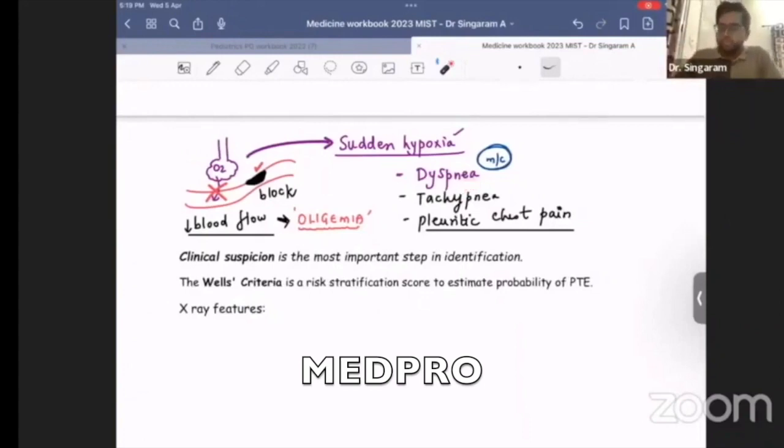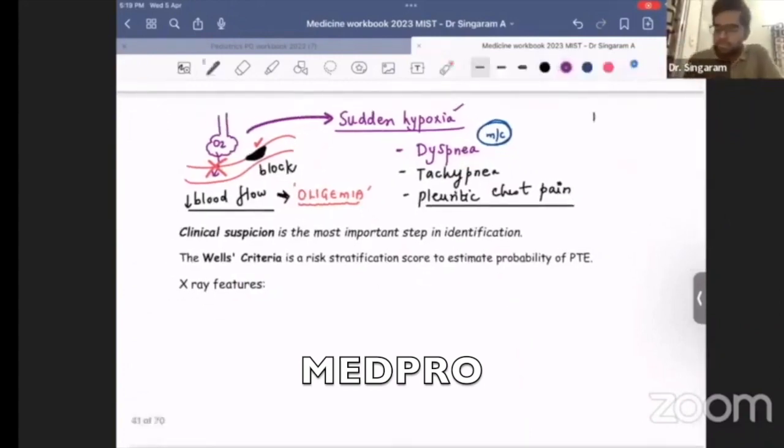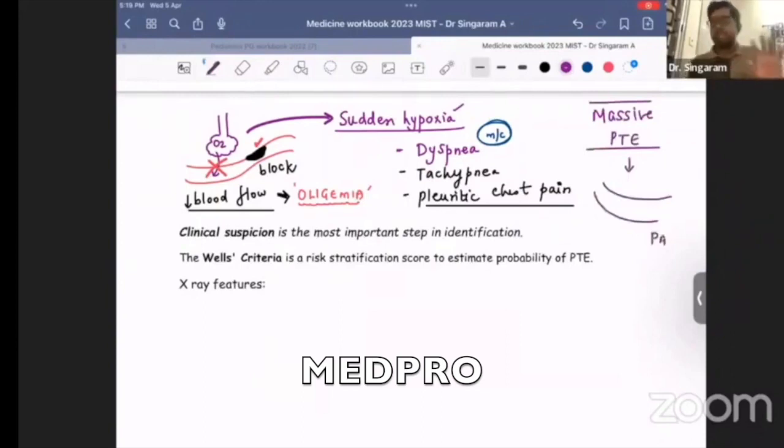Okay. One more important thing is suppose it's a massive embolism. Suppose it's a massive PE or pulmonary thromboembolism, PTE. Suppose it's a massive pulmonary embolism. So think like this. This is a pulmonary artery. This is PA, the main pulmonary artery. Imagine that it's a very big embolism, and it is causing complete block in this particular pulmonary artery. What do you think will happen? No blood is at all flowing to the lungs. And this is something inside the pulmonary artery itself.